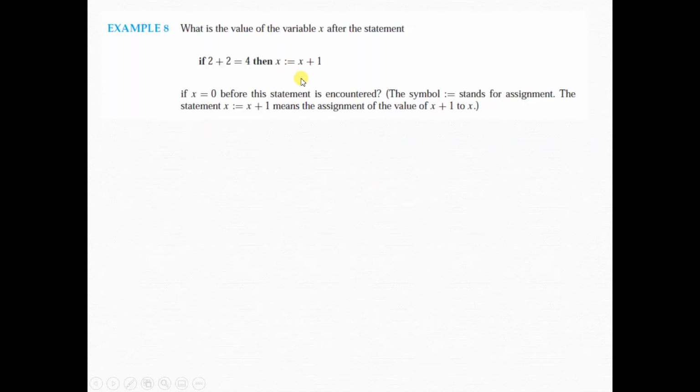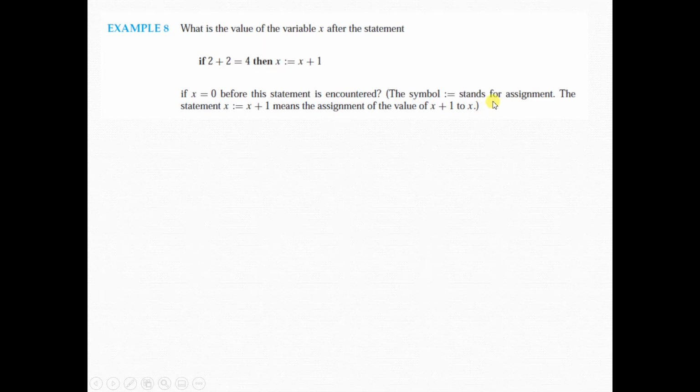So what is the value? There is an example. What is the value of x after the statement, if 2 plus 2 is equal to 4, then x is equal to x plus 1, if x is equal to 0 before this statement is encountered in a program?